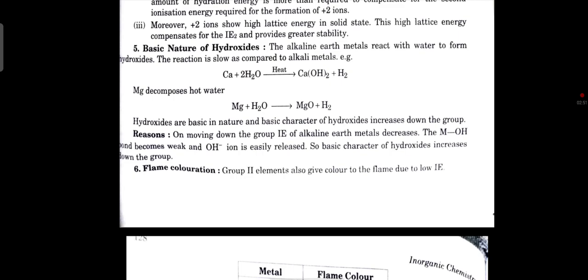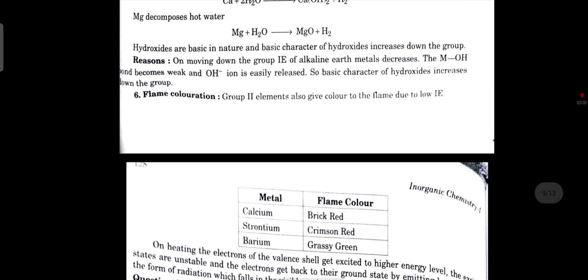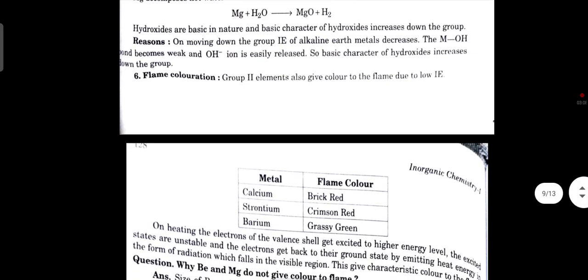The reason behind this: on moving down the group, the ionization energy of the alkaline earth metals decreases. The M-OH bond becomes weak and the OH- ion is easily released. So the basic character of hydroxides increases down the group.